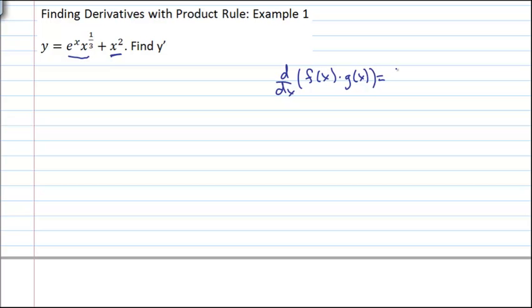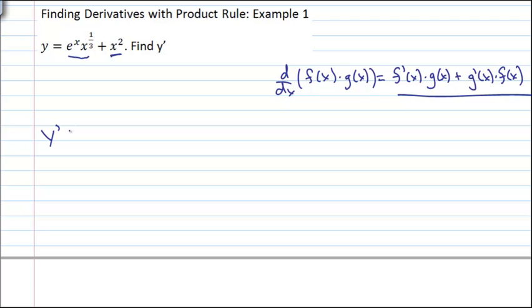You take the derivative of the first one, and then you multiply it just by the second one without any derivatives. And then you add the derivative of the second one multiplied by the first one unchanged. So if we follow this rule here, we will be able to take the derivative. So let's find what y prime is.